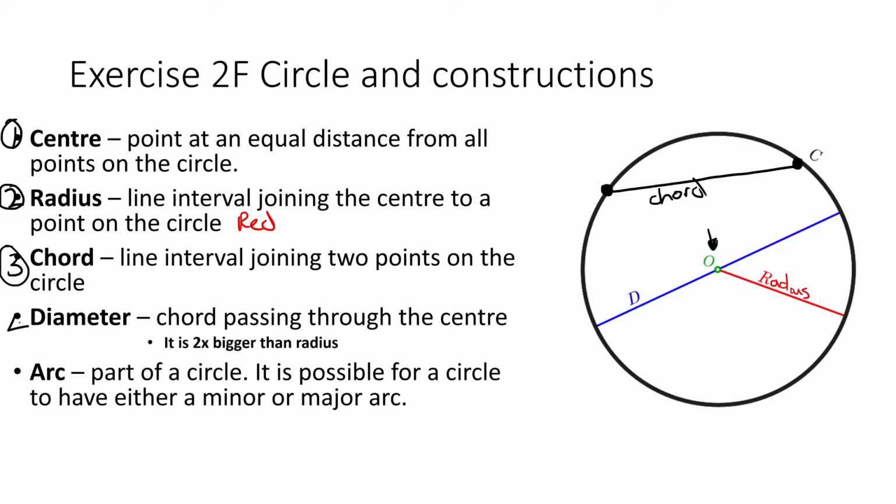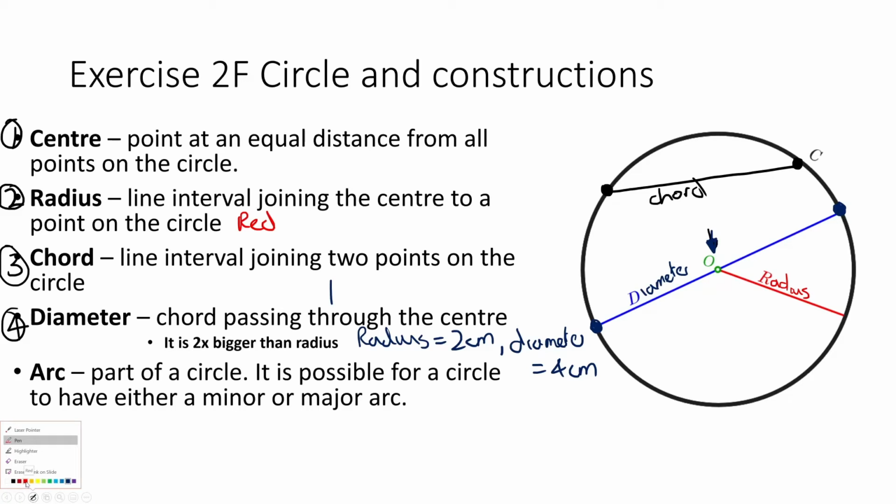Number 4, the diameter. The diameter is a line that goes through the middle, from one side of the circle until the other side. So it starts at that side, ends up on this side, and goes through the middle, which is O. This is called the diameter. Something special is that it's 2 times bigger than the radius. So if your radius is 2 centimeters, then your diameter is 4 centimeters because it's 2 times bigger.